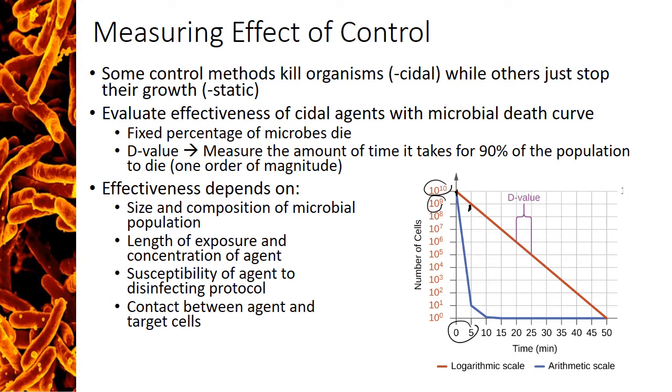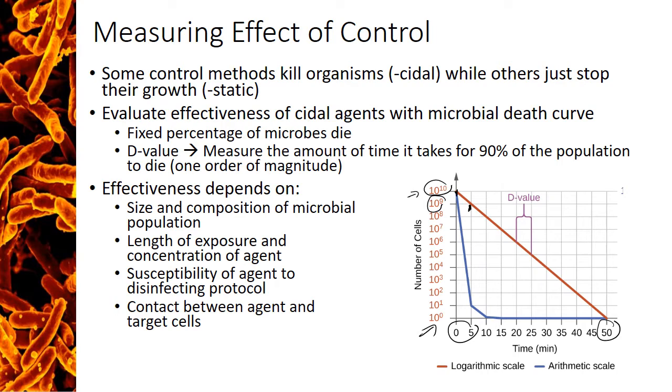And so the d-value of whatever this control mechanism is with this particular species is 5 minutes. If we actually started with 10 trillion organisms and we used this control mechanism, it would take about 50 minutes to reduce our population down to 0. That means that control mechanism would need to be reapplied and continue to be in contact with them in order for us to actually drop the numbers.